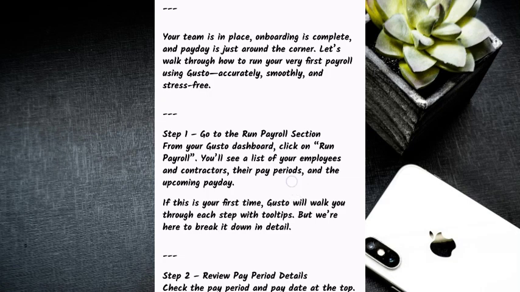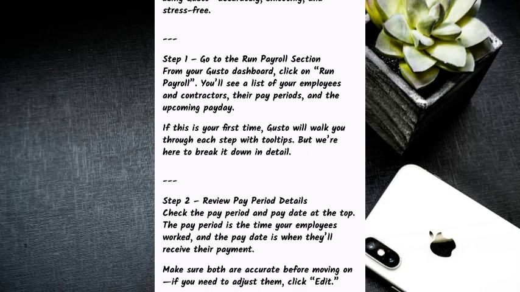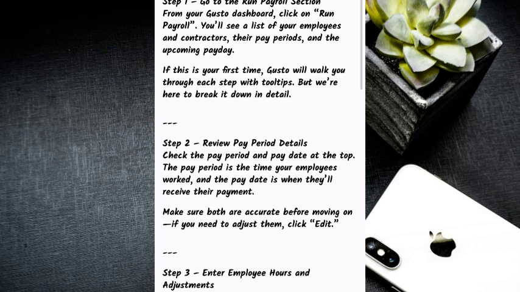Now, step two is to review pay period details. So go ahead and check the pay period and pay dates at the top. Now, the pay period is the time that your employees worked, and the pay date is when they'll receive their payments. Now, make sure both are accurate before moving on. If you need to adjust them, just click edit and make whatever adjustments you need.